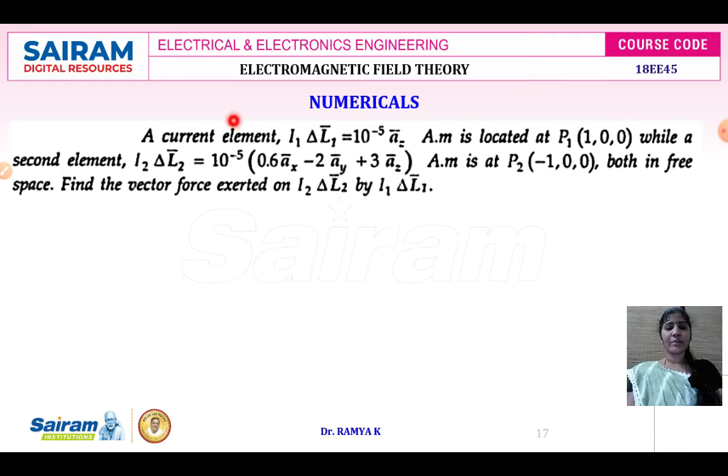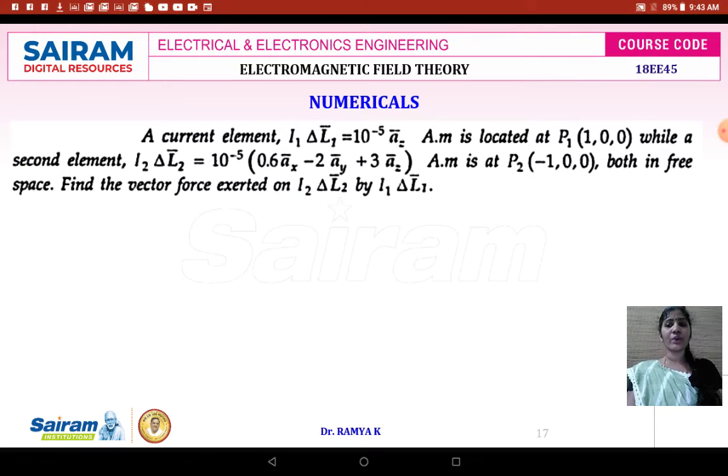A current element I1 dL1 is equal to 10 to the power of minus 5 AZ ampere meter, and it is located at the point P1 (1, 0, 0), while the second element I2 dL2 is equal to 10 to the power of minus 5 (0.6 AX minus 2 AY plus 3 AZ) ampere meter at point P2 (minus 1, 0, 0), both in free space. Find the vector force exerted on.